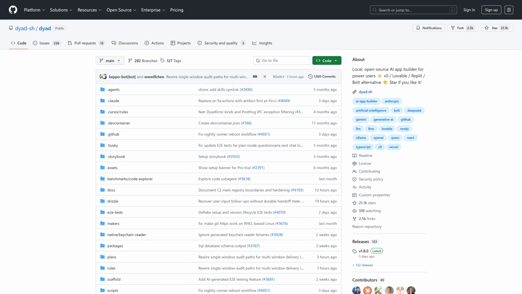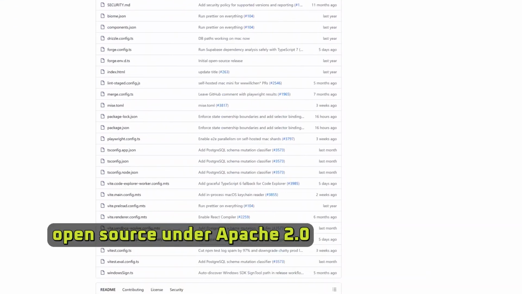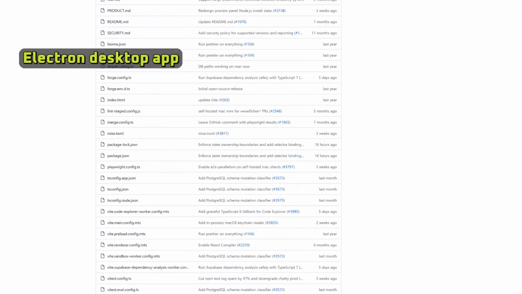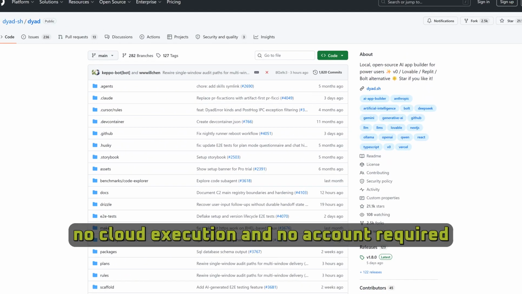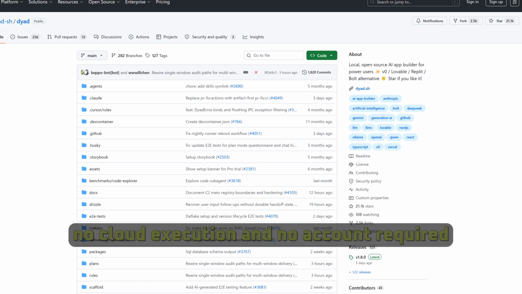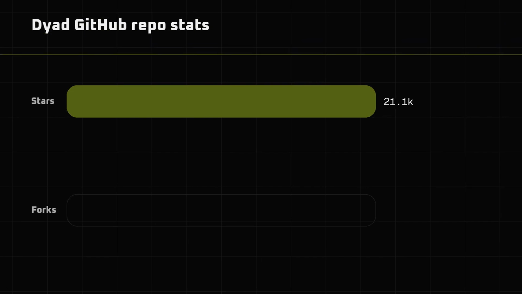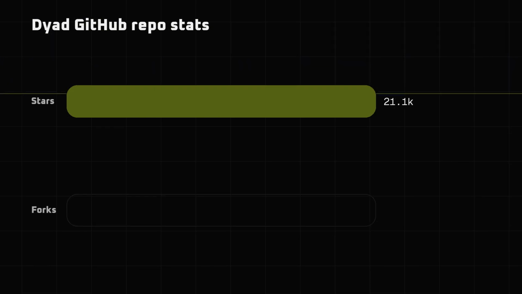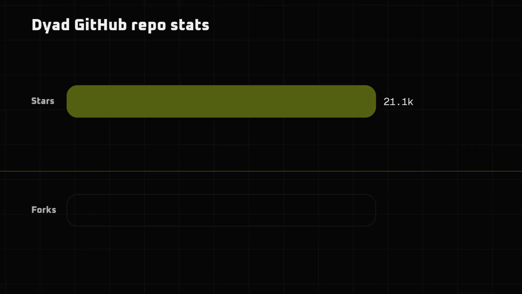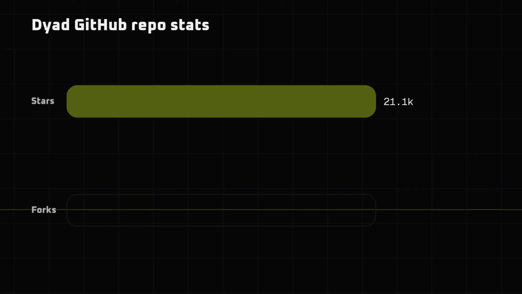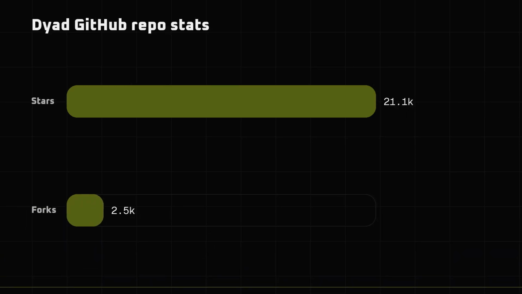Dyad's pitch is different. The Core app is open source under Apache 2.0. It's an Electron desktop app for macOS and Windows, and there's no cloud execution and no account required. The repo has around 21,100 stars. And when you bring your own API key, usage is effectively unlimited because you're paying the model provider directly, not Dyad. Here's how it actually works, start to finish.